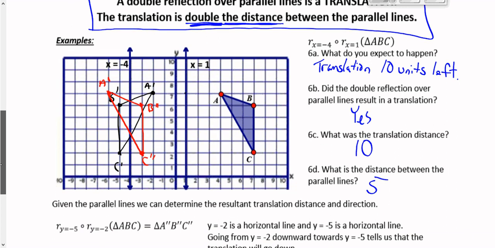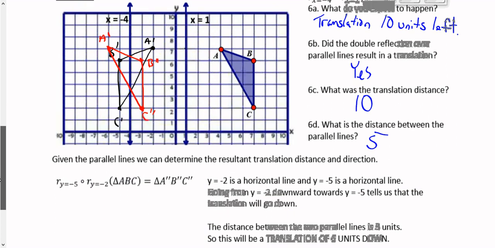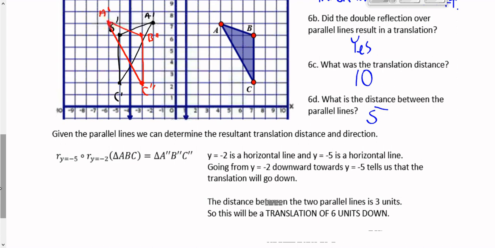So these aren't too complicated, right? So just know that the double reflection of parallel lines is going to be a translation, depending on the lines in the order in which you reflect them, either left or right or up or down. Twice the distance between the lines. Okay? Take a look at this here.